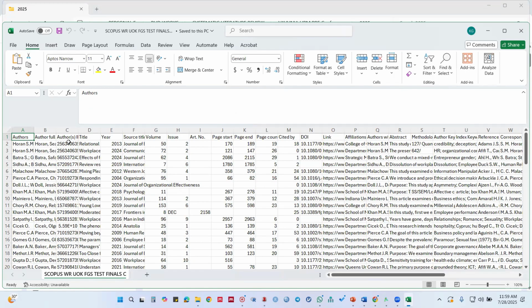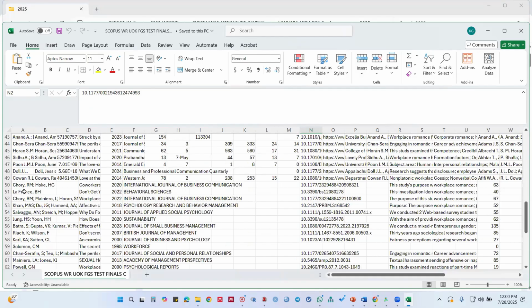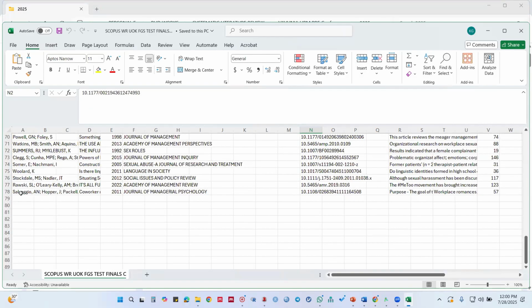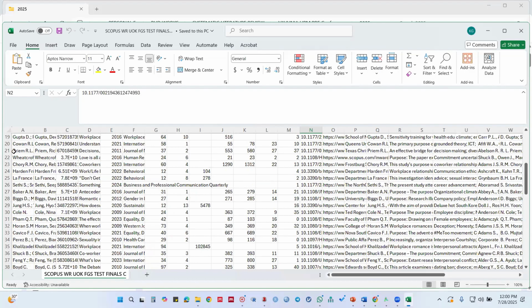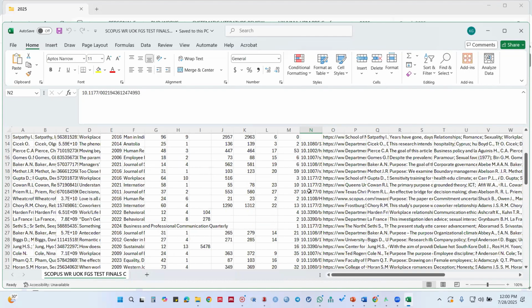So you have authors, you have the abstract, right? And by using the DOI number, it's better to download all the articles, right? So we have 78 articles. It's better to download the full version of all these 78 articles, right?